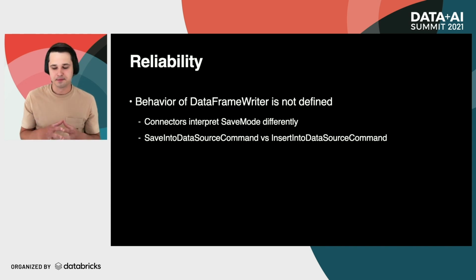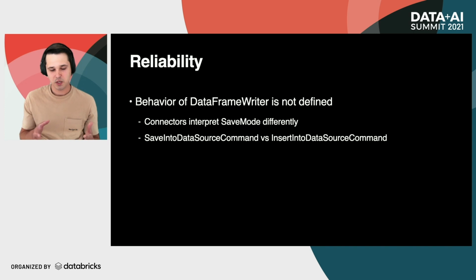For example, what is the overwrite save mode supposed to mean if there is an existing table? Some connectors perform partition overwrites, maybe dynamic, maybe static. Some truncate the table and add new data. Some actually drop the table and create a new one with potentially another schema and another partition spec. Learning and memorizing those differences is really frustrating for the user.